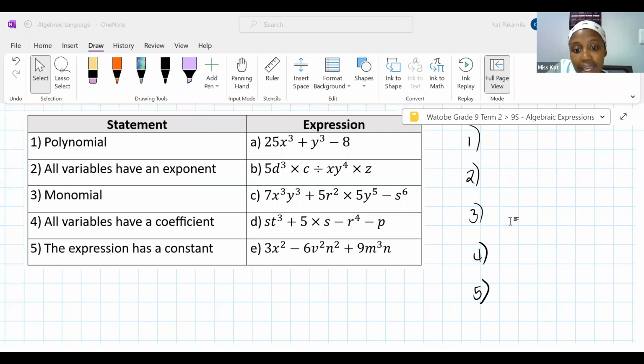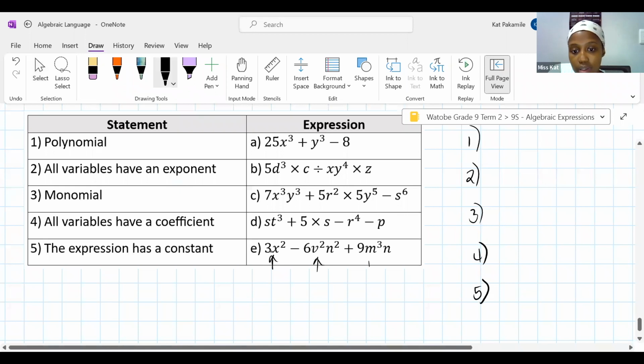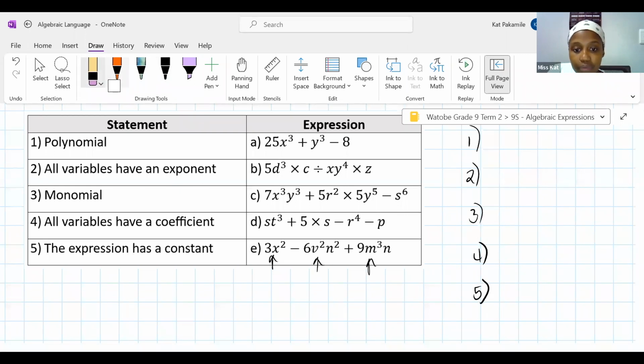E. Yes, ma'am. When it has 3 terms, Tebe, what do we call it? We don't call it a polynomial. Oh. Check again. Which one has more than 3 terms? E. No, that's 3.